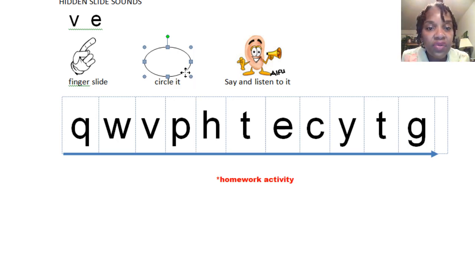So we're going to finger slide and look for the hidden sound. When you find the hidden sound, you're going to circle it and say the sound. So again, we're looking for V or E, all right? Let's do it together, one line together. You're going to tell me when to stop. Stop. All right. What's the sound?